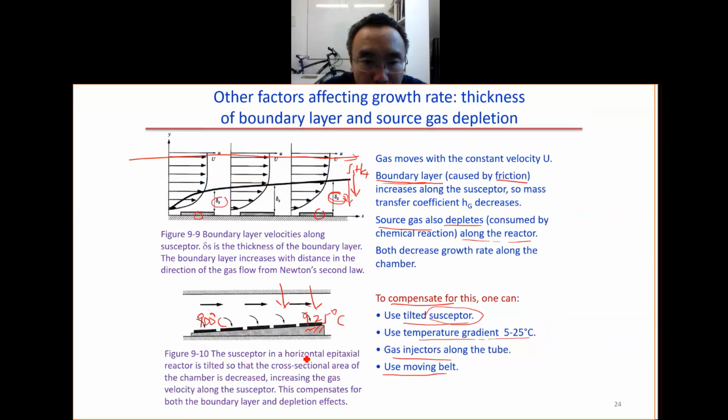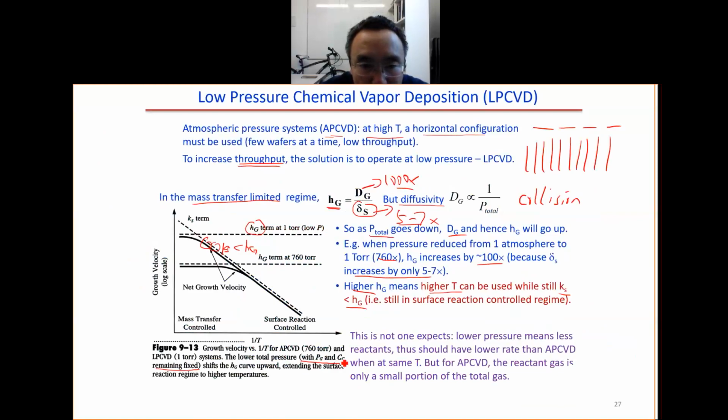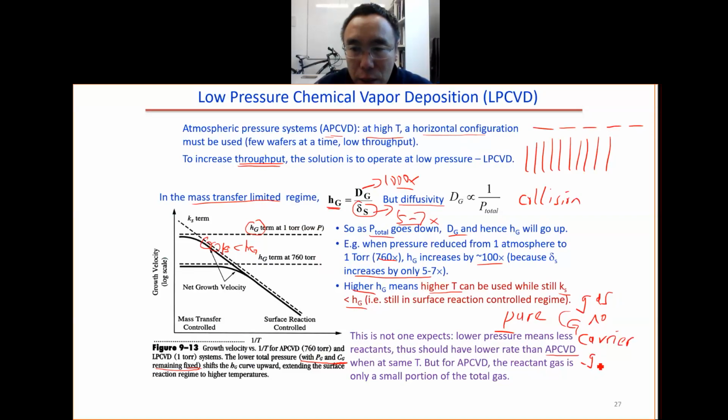That's why it is written clearly: the Cg has to be fixed, then you have this condition. Otherwise, if the Cg goes higher, the APCVD should give you a higher deposition rate. If we use pure gas with no carrier, then APCVD will give you higher deposition because the Cg term will be very, very high.